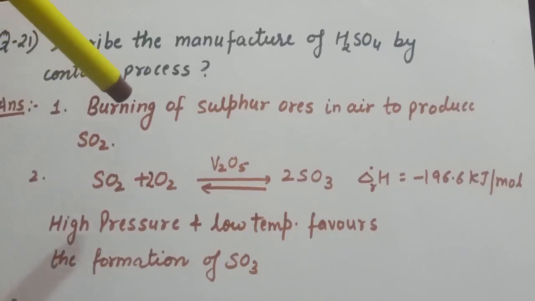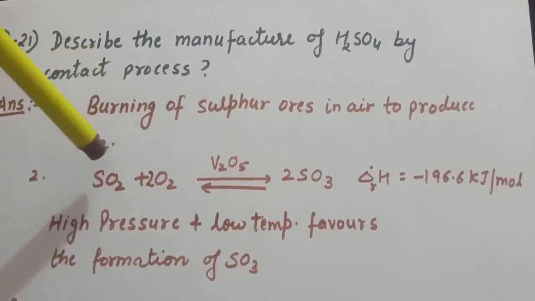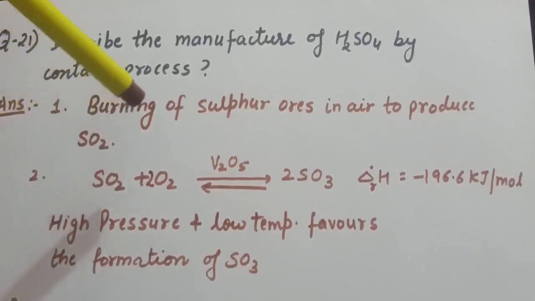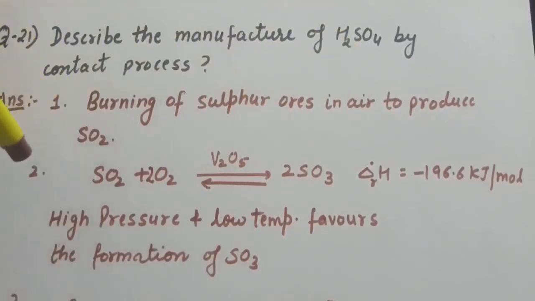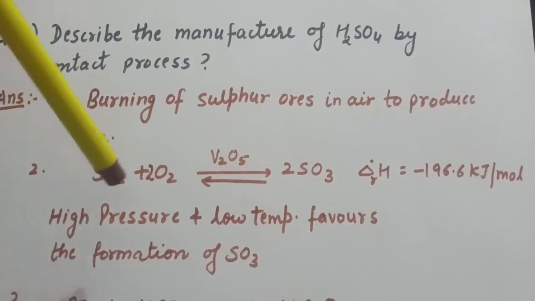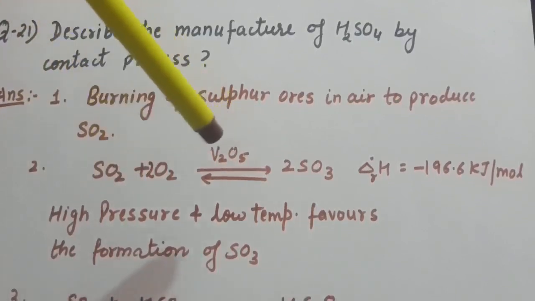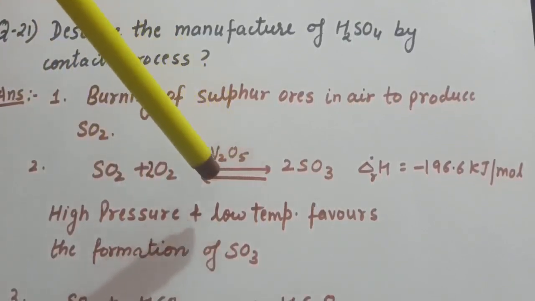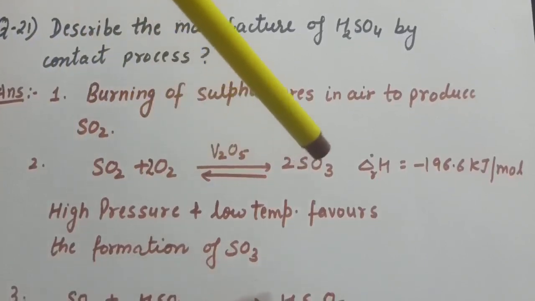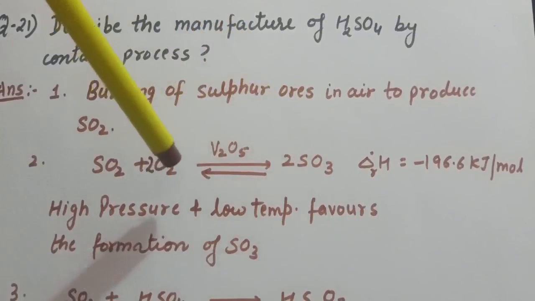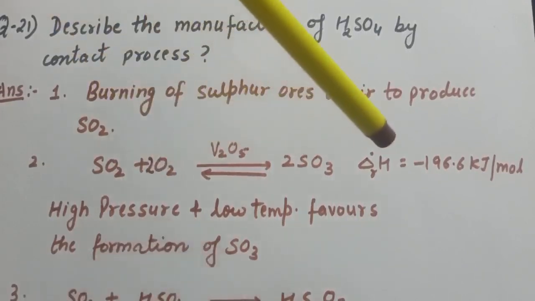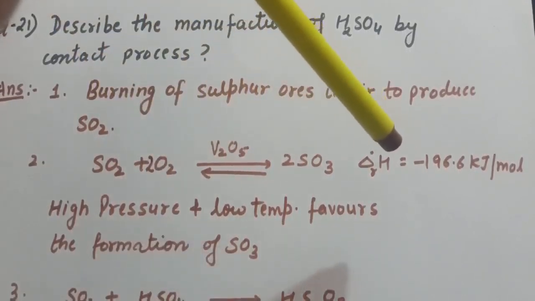First step is generation of sulfur dioxide, and this can be done by burning of sulfur ores in air to produce SO2. Next step is SO2 will react with oxygen in the presence of vanadium pentaoxide. This will act as a catalyst, and here sulfur trioxide is formed. Now this reaction is reversible in nature, and this reaction is exothermic in the forward direction.